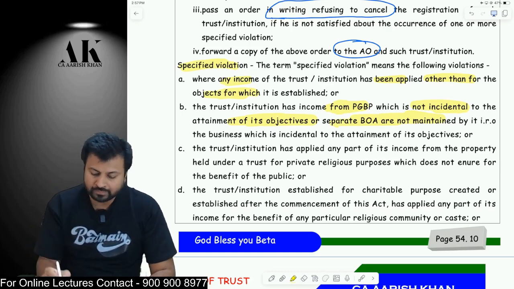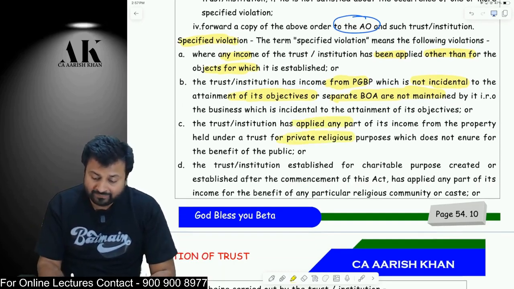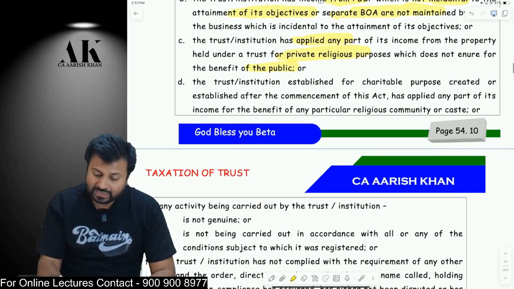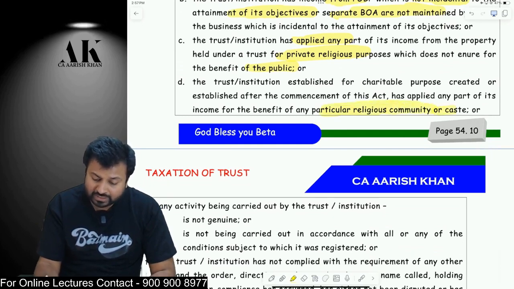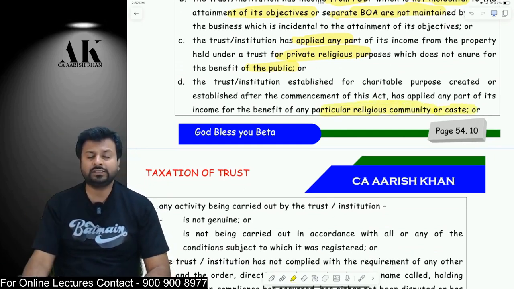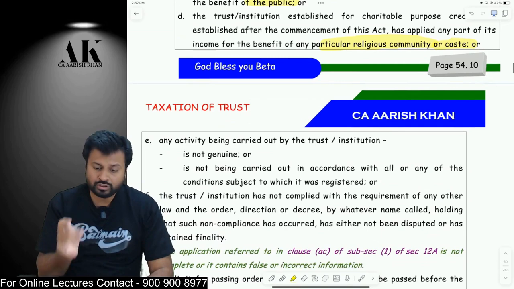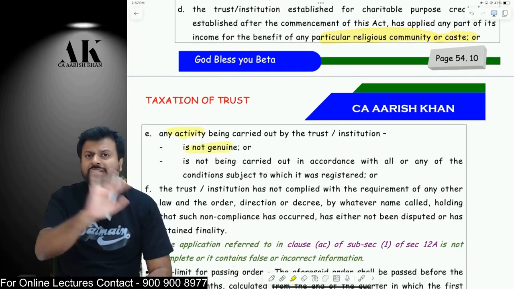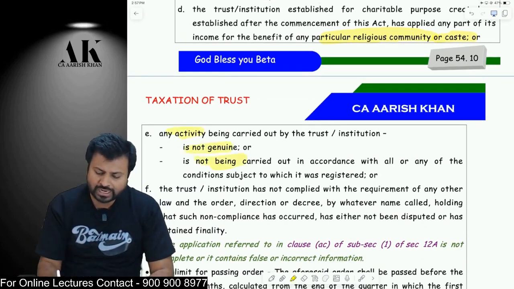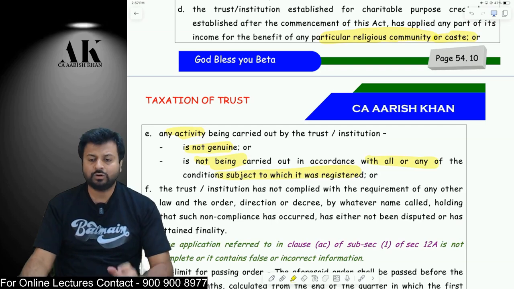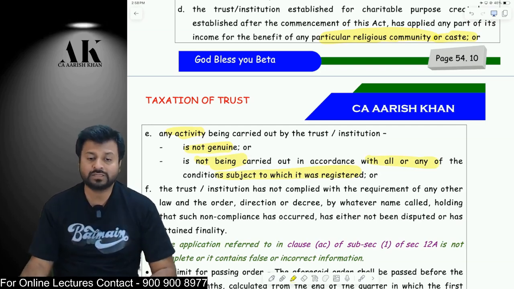You cannot do that. Okay, you are applying your money for any private religious purpose which is not for the benefit of the public. You are applying your money for a particular religious community or caste, which is not for the public at large. It is only for a particular religious community or caste. Or if you are doing any activity which is not genuine in the eyes of the law, or which is not carried out according to the objects of the trust, then also the registration may be cancelled. You will be held to be doing a specified violation.